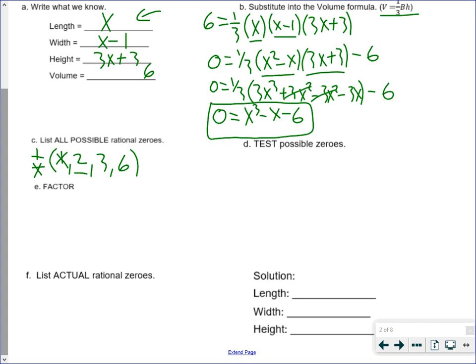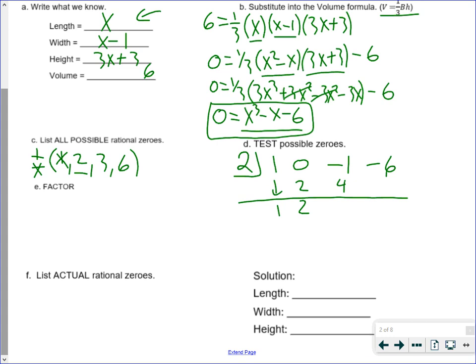So now we're going to test our possible zeros, starting with the 2. We have our coefficients right here above it: x cubed minus x minus 6. So it's 1. We don't have an x squared term, so we put a 0. Minus 1, minus 6. Do our synthetic division. We'll drop the 1. 2 times 1 is 2. 0 plus 2 is 2. 2 times 2 is 4. Negative 1, sorry about that. Negative 1 plus 4 is 3. 2 times 3 is 6. And we get a remainder of 0.